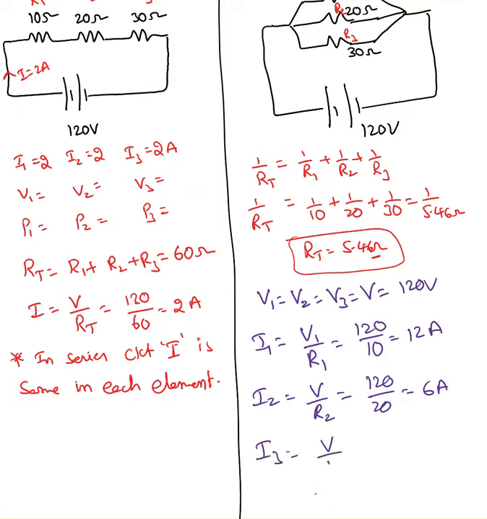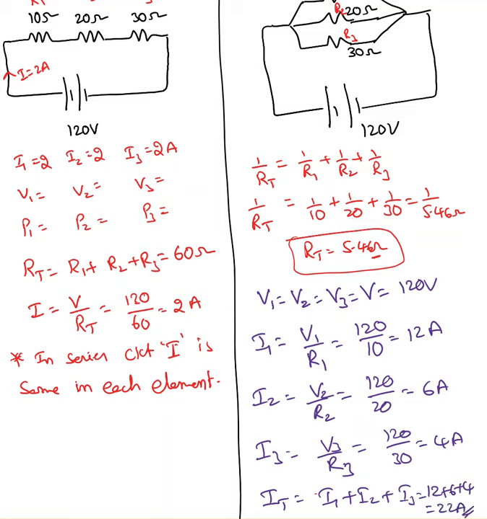I3 equal to V3 over R3, 120 over 30, which is 4 amperes. So the total current, I total, equals I1 plus I2 plus I3, which is 12 plus 6 plus 4, 22 amperes. That's the total current supplied by the source. So see, when we connect them in parallel, it is supplying lots of current. When we connect them in series, it is supplying only 2 amperes.